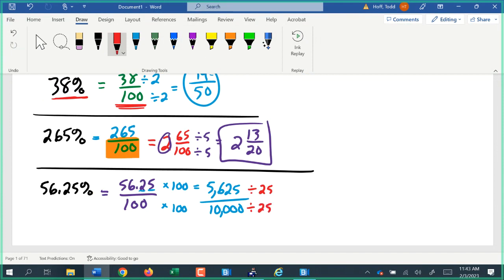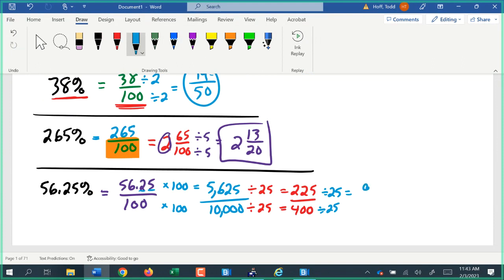So 5,625 divided by 25 is 225. 10,000 divided by 25 is 400. Looking at those, you can see that they can still be divided by at least 5. Looking closer, again, you can see they can both be divided by 25.